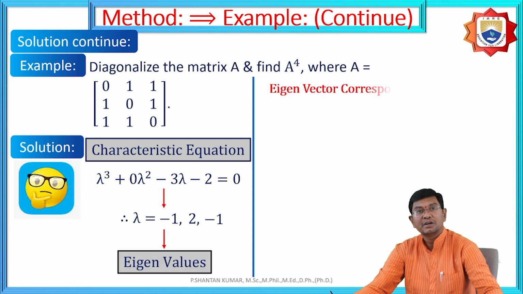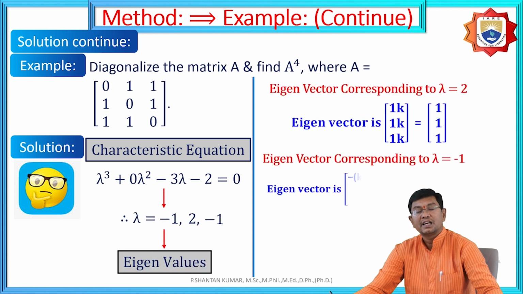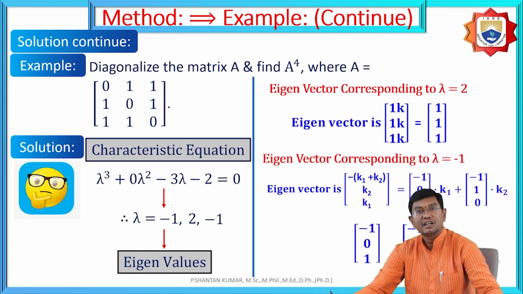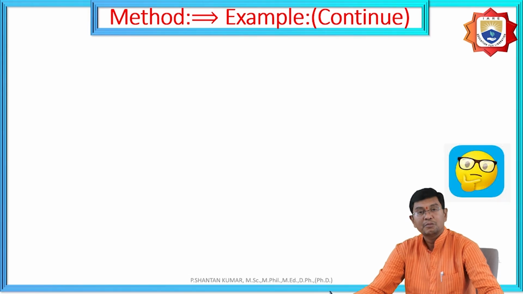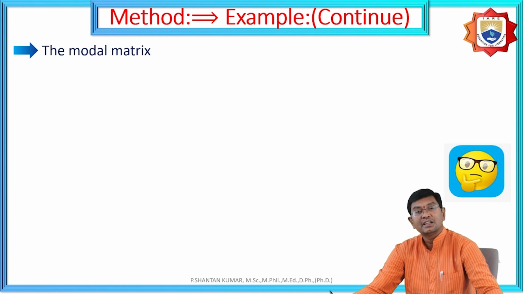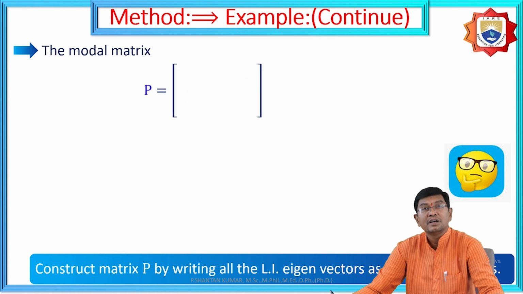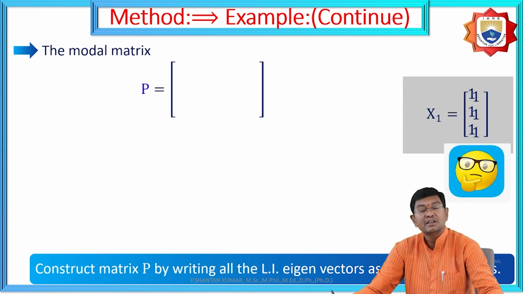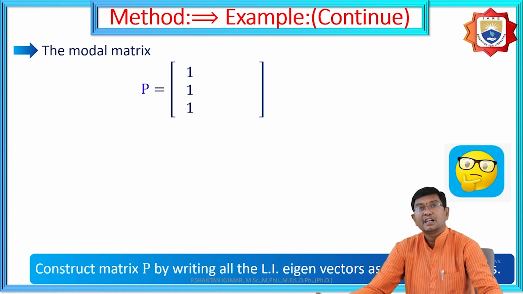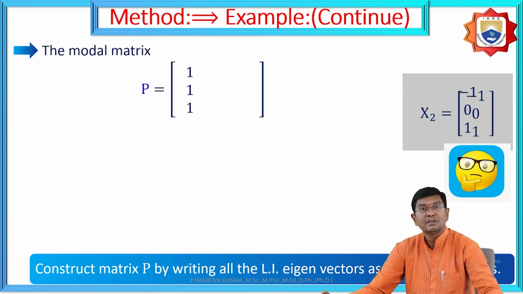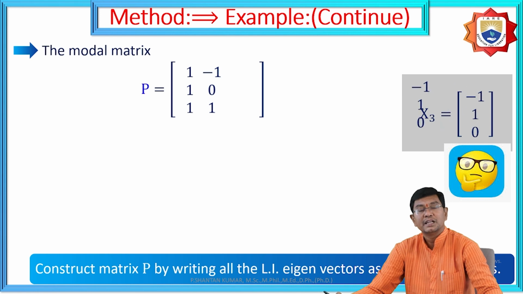The matrix has these particular eigenvalues and eigenvectors. Next, the problem is finding the diagonal matrix. Therefore P is the collection of the three eigenvectors. The first eigenvector is 1 1 1, the second eigenvector is -1 0 1, and the third eigenvector is -1 1 0.